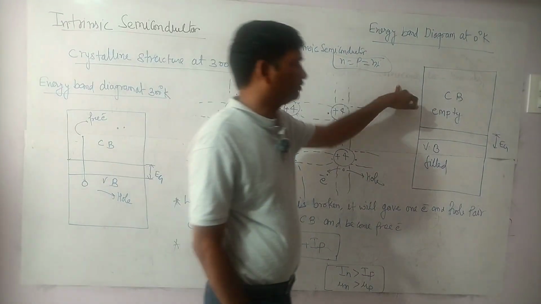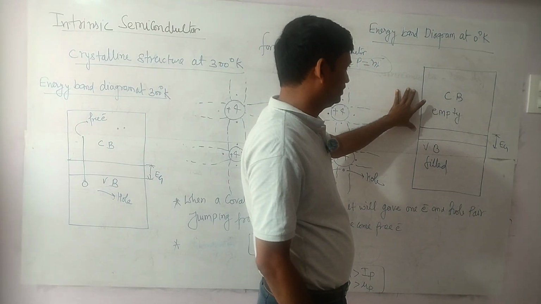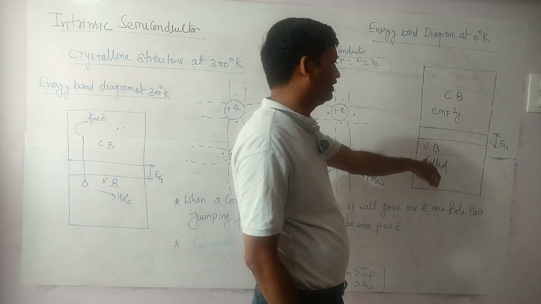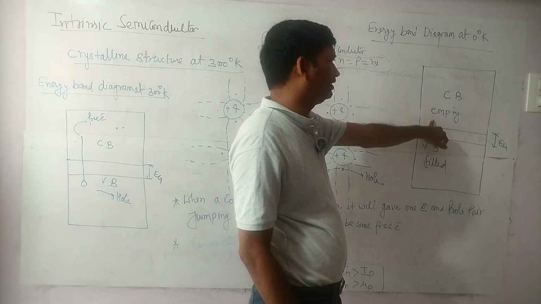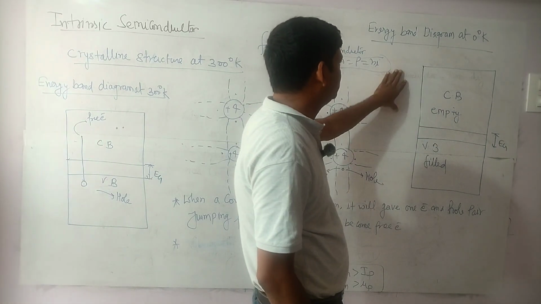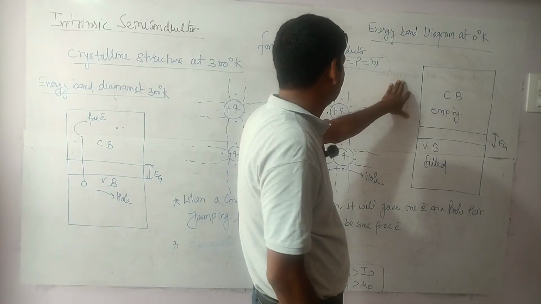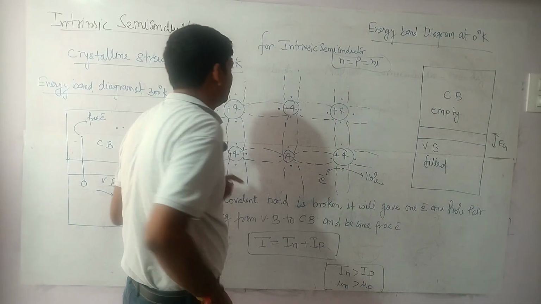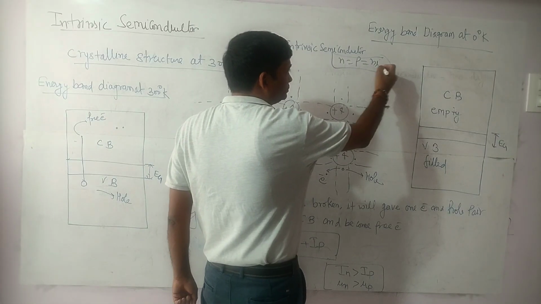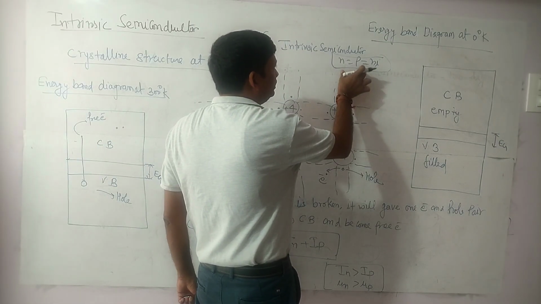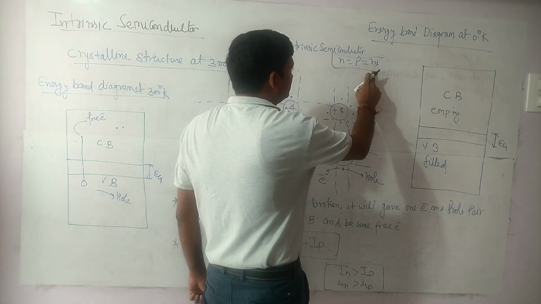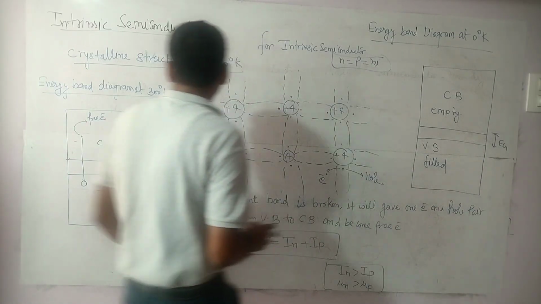Energy band diagram at 0 Kelvin: it means the valence band is completely filled and the conduction band is empty. So this is the energy band diagram at 0 Kelvin of an intrinsic semiconductor. It means in an intrinsic semiconductor the number of electrons equals the number of holes, which equals the intrinsic concentration.